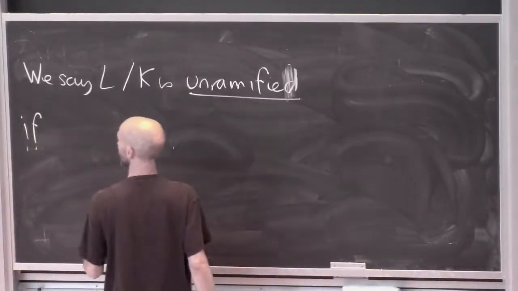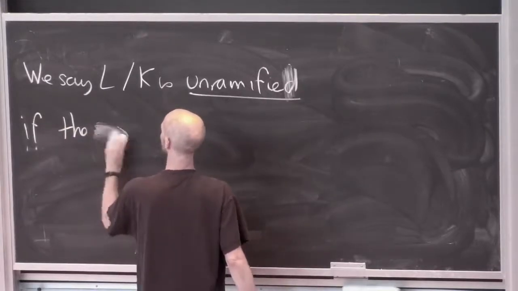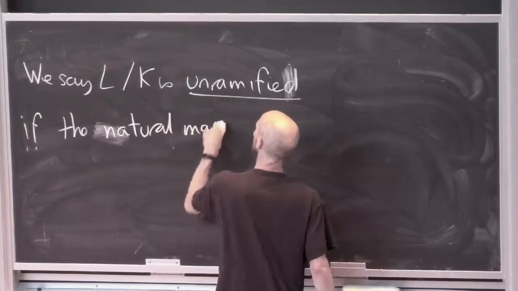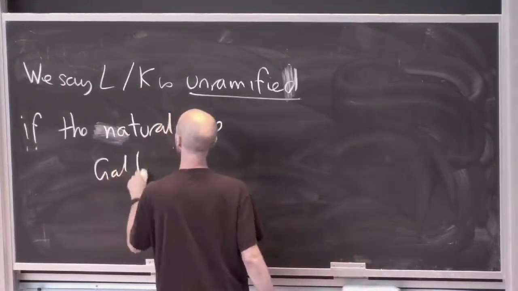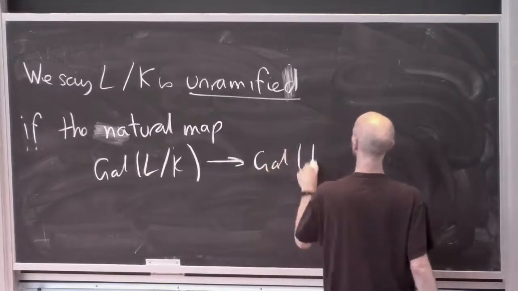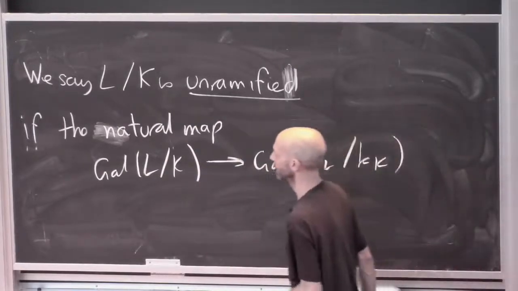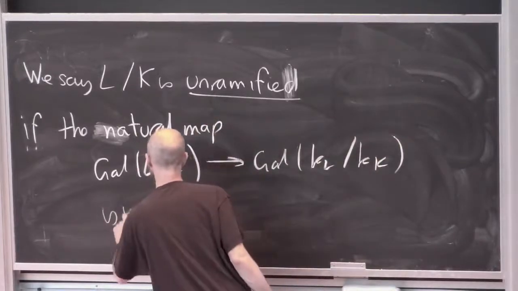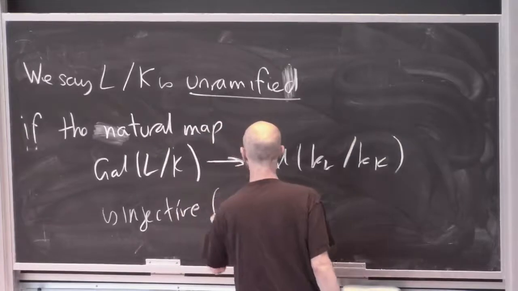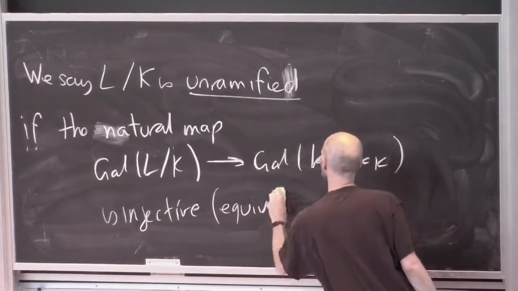If it's a bijection. If the natural map from Gal L over K to Gal k_L over k_K is an isomorphism, is injective, or equivalently bijective.